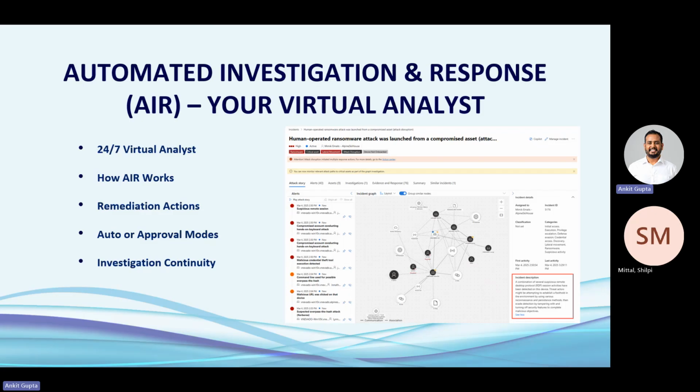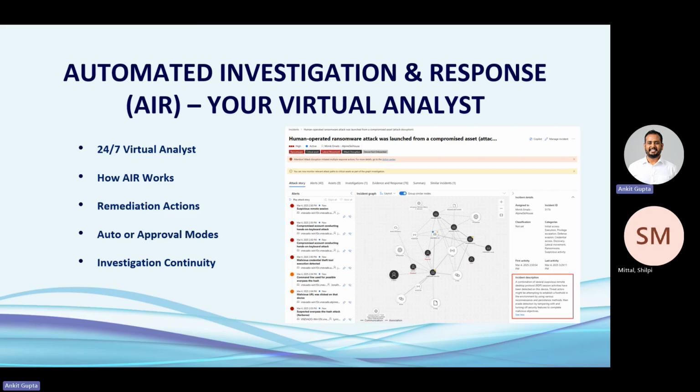For example, malware lands on a device at 2 a.m. Defender raises an alert, AIR investigates, finds related registry entries, quarantines the file, removes persistence, and isolates the machine, all within a few minutes. By morning, the analyst only reviews the logged actions.